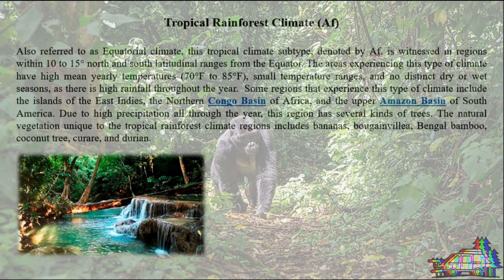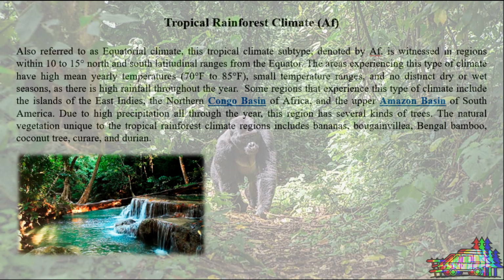The areas experiencing this type of climate have high mean yearly temperatures, 70 degrees Fahrenheit to 85 degrees Fahrenheit, small temperature ranges, and no distinct dry or wet seasons, as there is high rainfall throughout the year. Some regions that experience this type of climate include the islands of the East Indies, the northern Congo Basin of Africa, and the upper Amazon Basin of South America.